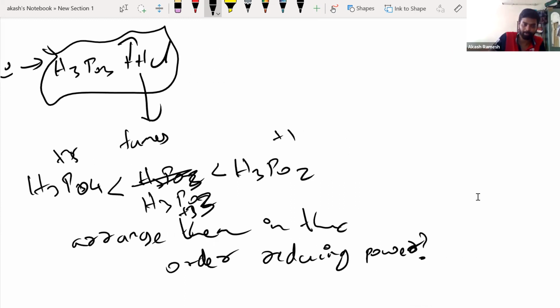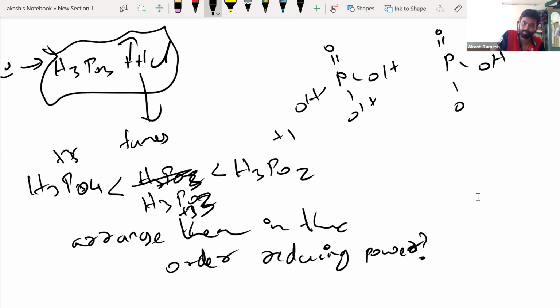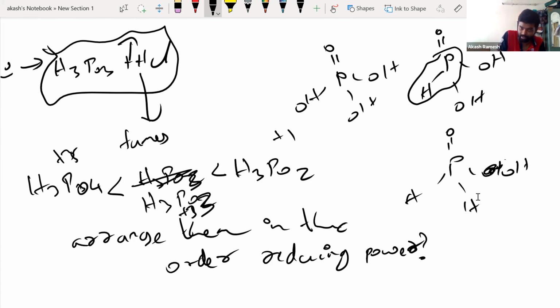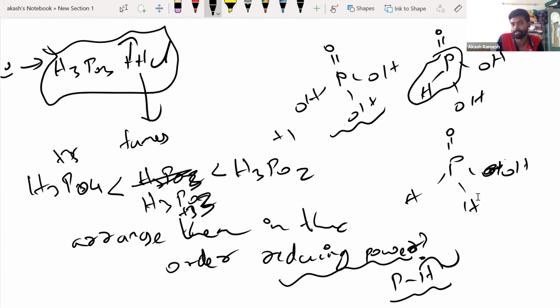No. The thing is, if you look at the structure of H3PO4, this is how it looks. OH, OH, OH. This is H3PO4. For H3PO2, you have one PH bond. This is the one which is responsible for reducing power. For H3PO2, this is the structure. Now remember that when I ask about reducing power, the more the number of PH bonds, the easier it is for the H to break and come out. That's the point we're talking about.